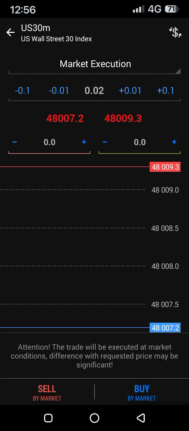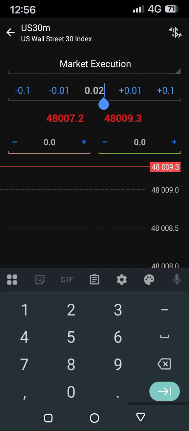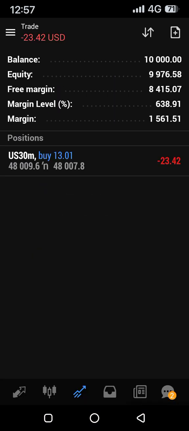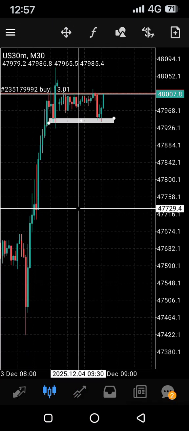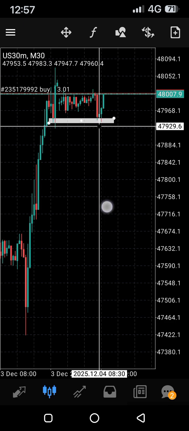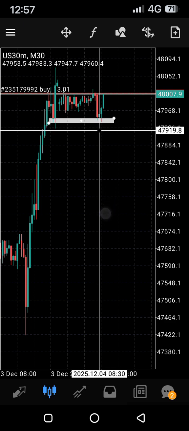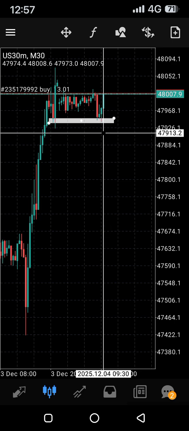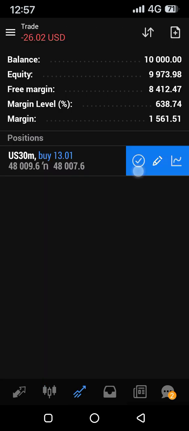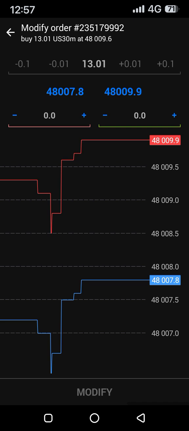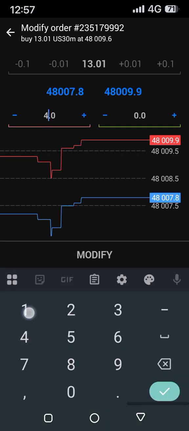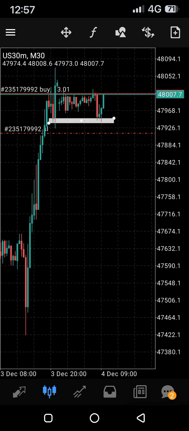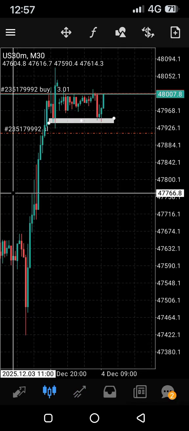So here I will buy lot size 13. The stop loss is going to be just underneath this level here. It will be at 47, just a few pips below. So it'll be at 47,913. That is it for the stop loss.